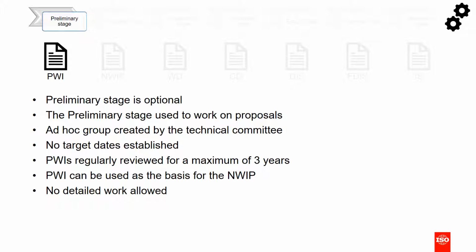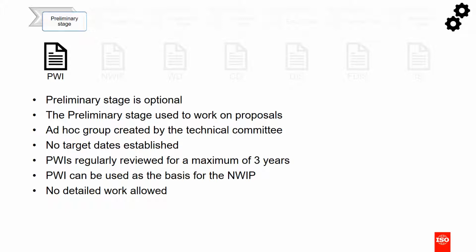It is often an ad hoc group that would work on a preliminary work item, rather than a working group, who instead dedicate their time to working on projects that have been approved and have target dates. The preliminary work item doesn't yet have any target dates, although there may be unofficial dates which are not yet registered in the system. The committee has 3 years to move to a new work item proposal, or else the project gets automatically cancelled.